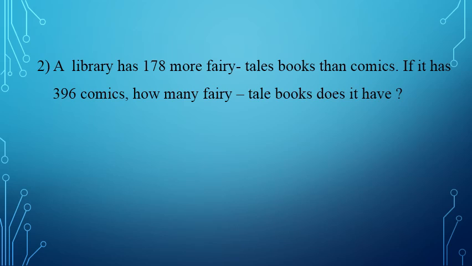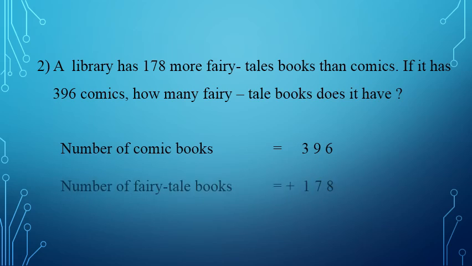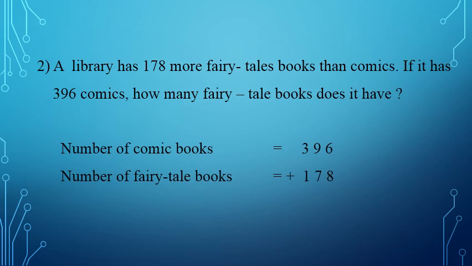So what is your first statement? Number of comic books is equal to 396. And then number of fairy tale books is equal to 396 plus 178. Now add the ones. 6 plus 8 is equal to 14. So write 4 under ones column and 1 is carried over to the tens column.